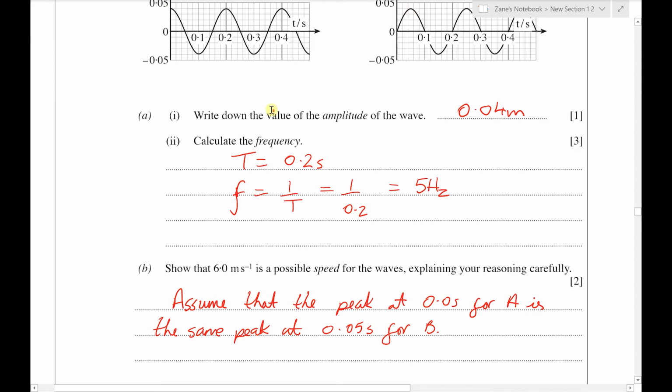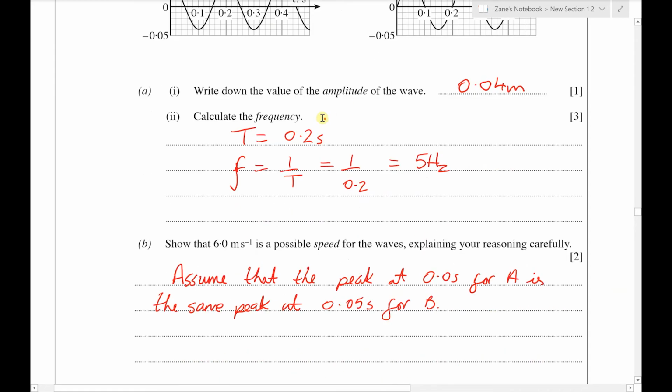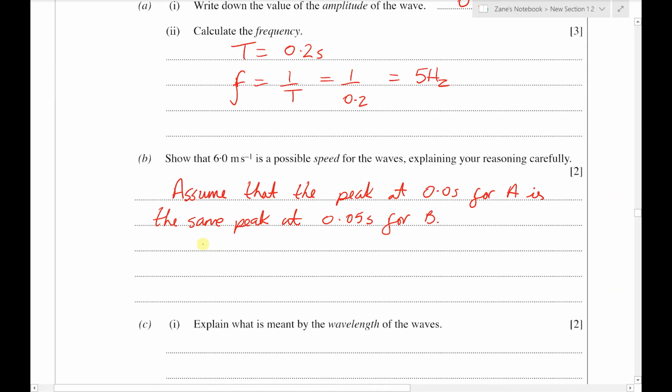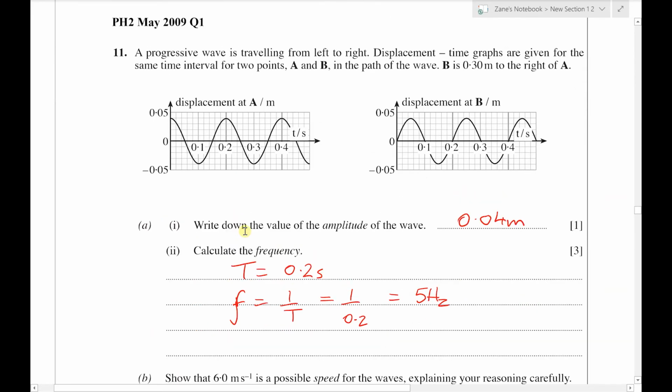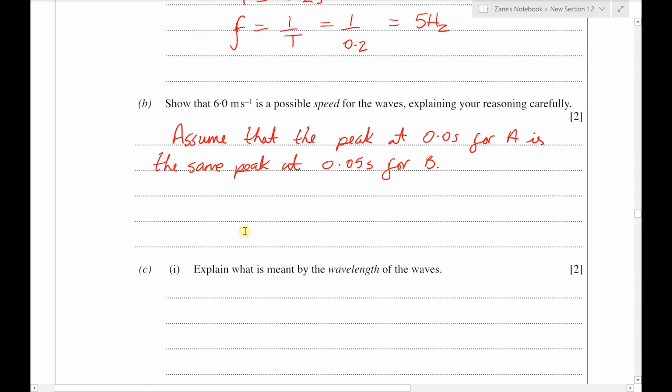this peak there. Now, what's happened then is that the distance travelled is 0.3 meters in a time of 0.05 seconds. So now we can use speed as distance over time. 0.3 meters in 0.05 seconds, which will give us the 6.0 meters per second that we're asked for.